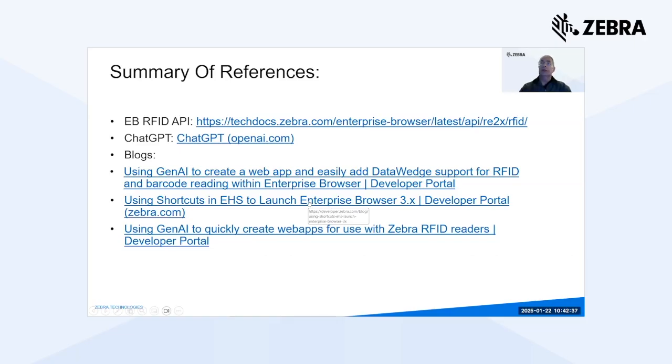So if you have a requirement where you need to access either multiple web servers or multiple web apps through Enterprise Browser, then there's a method we can use to create shortcuts in Enterprise home screen to launch different apps. And we can also use the same method or a similar method to build an app launcher, which you could see in the previous slides. So that can be quite useful in the case where you have that requirement.